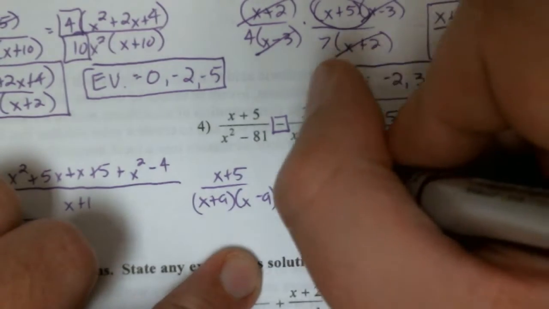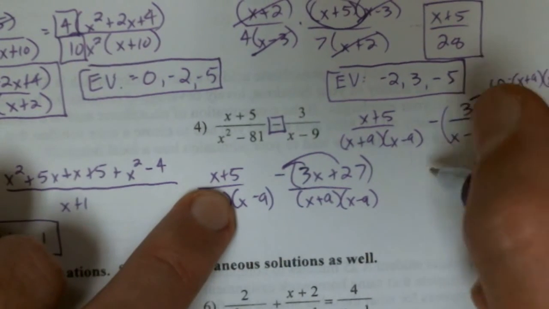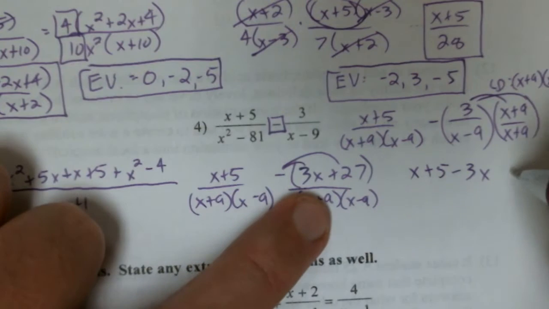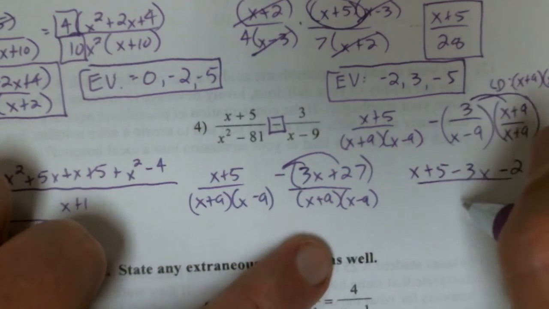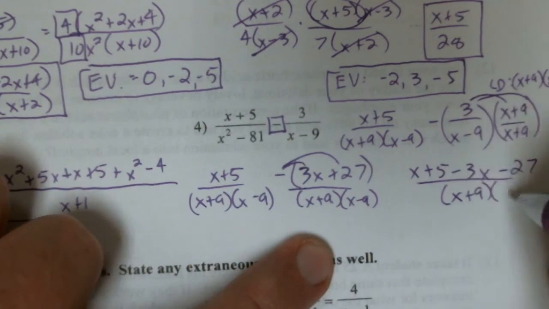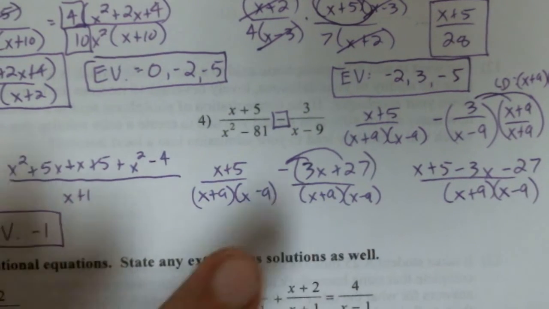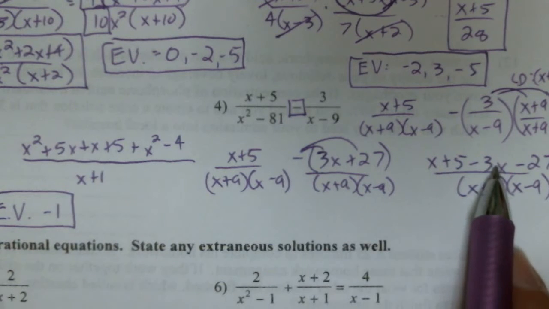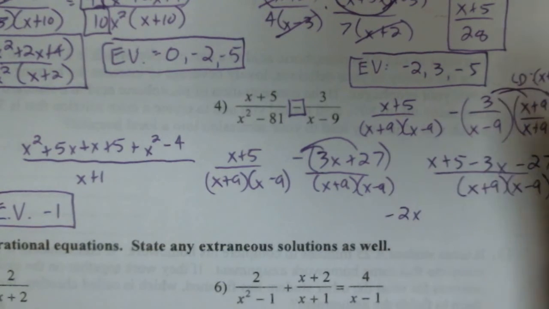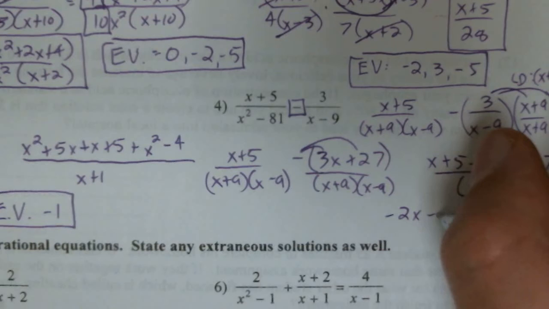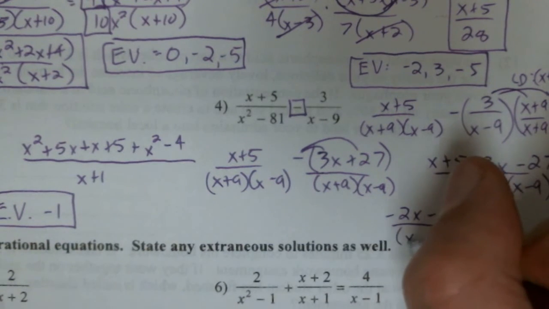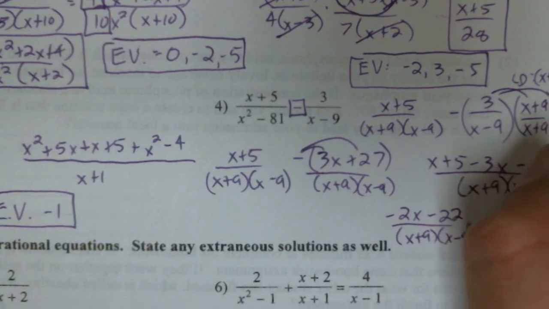Now I've got to go back and redistribute the negative sign. So I have my original x plus 5. That will become a minus 3x, and this will become a minus 27. And now I can just combine over my common denominator. Now, that's the hard part. Now we just simplify. I've got x minus 3x, so that's negative 2x, and then 5 minus 27 is minus 22, over the common denominator of x plus 9, x minus 9.